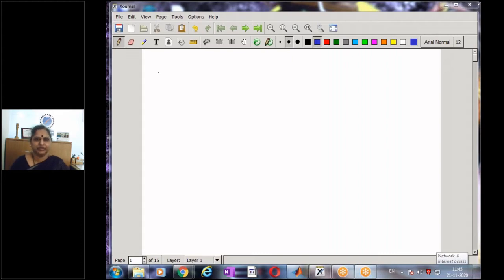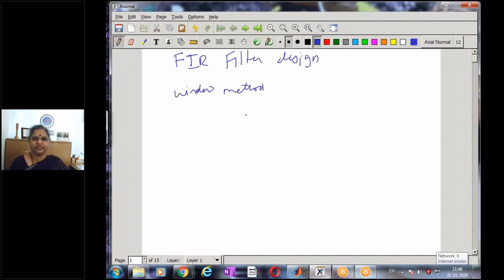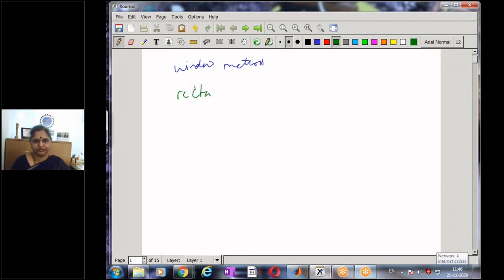This is the third module in the design of FIR filters. We are doing the design using the window method. In the previous module, we saw there was one problem that we faced with the use of rectangular window functions.